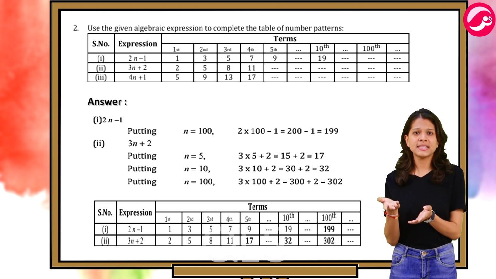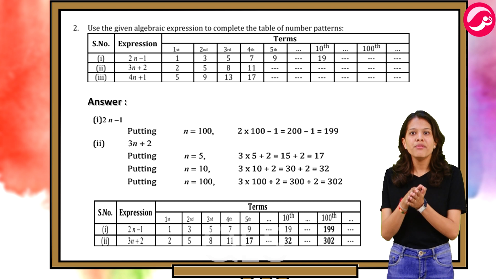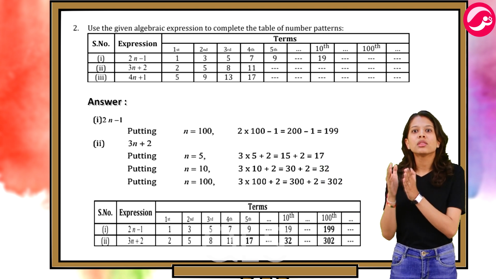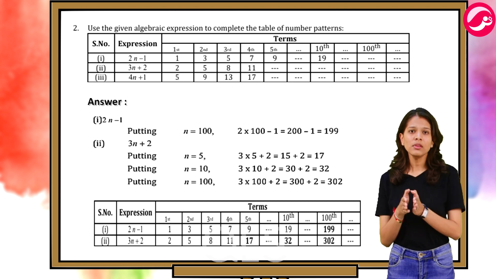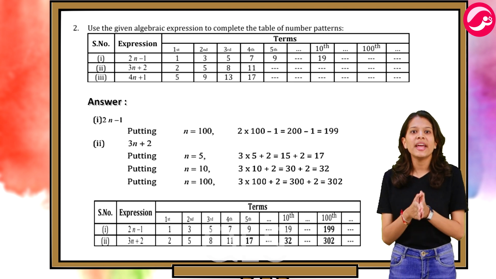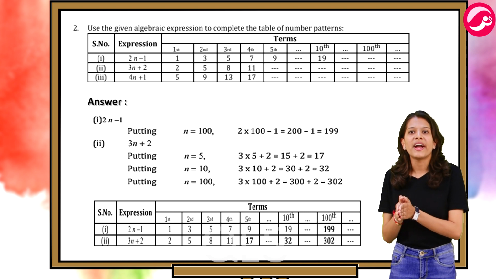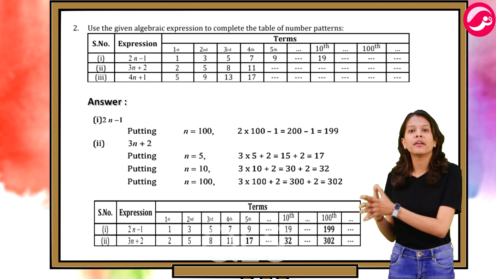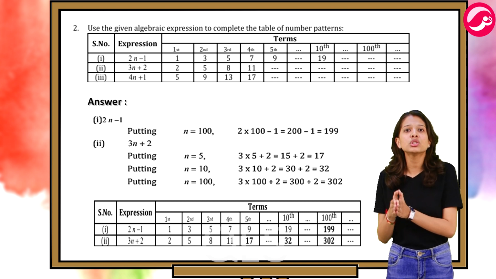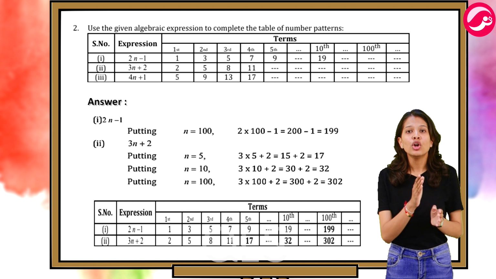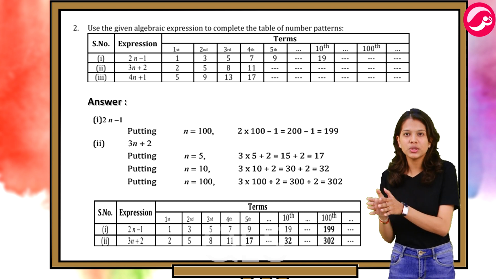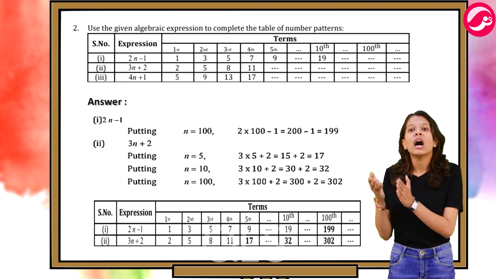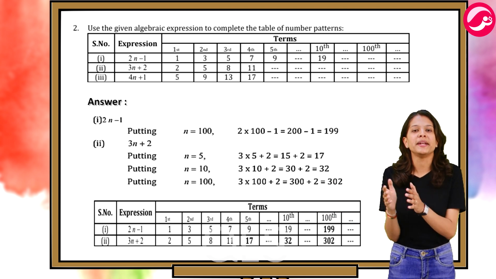Now the second question says, use the given algebraic expression to complete the table of number pattern. Here is a table that is given, and in the first expression we have to find the 100th term, and in the second expression we have to find the 5th, 10th and the 100th term. Now the first expression is 2n minus 1. Over here we have to find the 100th term. So we'll substitute n equal to 100. Putting n equal to 100 in 2n minus 1, we get 2 into 100 minus 1, which is 200 minus 1, that is 199. So 199 is the 100th term in the expression 2n minus 1.